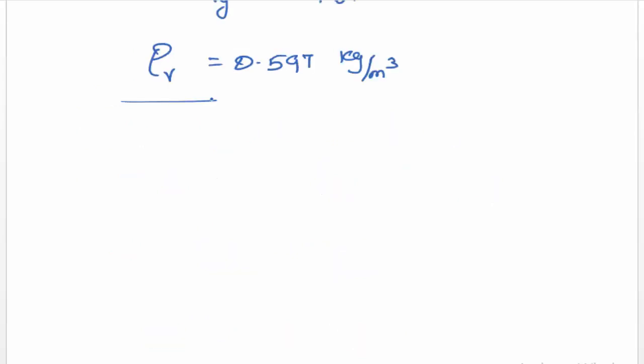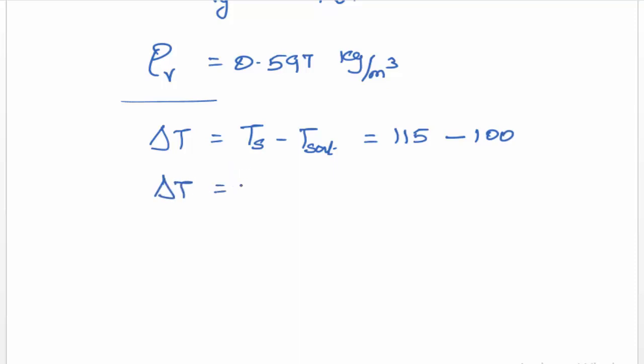Okay. Now in the next step, find out the value of del T. Del T is nothing but Ts minus T saturation, which is equal to surface temperature 115 degrees Celsius minus saturation temperature 100. So the del T value becomes 15, which is less than 50 degree Celsius. So the problem is nucleate pool boiling.